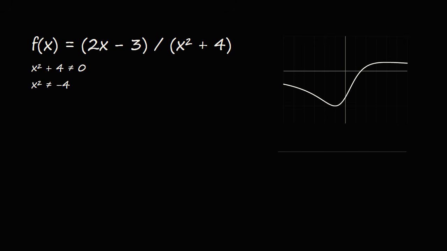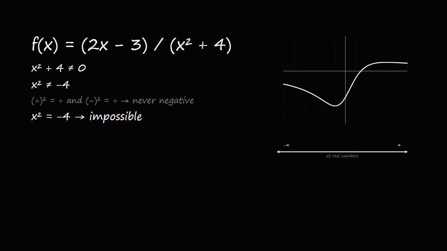Now think carefully about what squaring actually does. If you square a positive number, you get a positive result. If you square a negative number, the two negative signs cancel and you still get a positive result. So squaring any real number can never produce a negative answer. That means x² = -4 is simply impossible. There is no real x value that breaks this denominator. So, surprisingly, the domain here is all real numbers, even though it's a fraction.